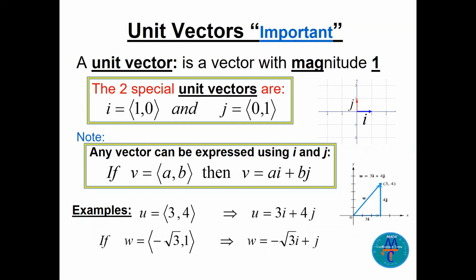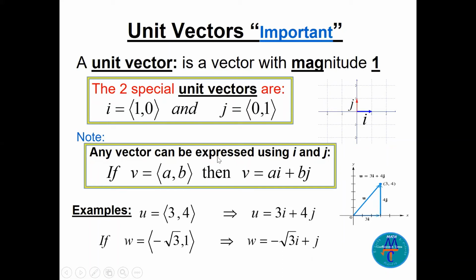Now, what is a unit vector? See, from the word, we can understand. A unit vector, by definition, is a vector with magnitude 1. We have two special unit vectors. See, we can write here the vector i and the vector j. The vector i has the components (1, 0). That's fixed here, the special unit vector. And vector j is (0, 1). So this is a vector and this is a vector.